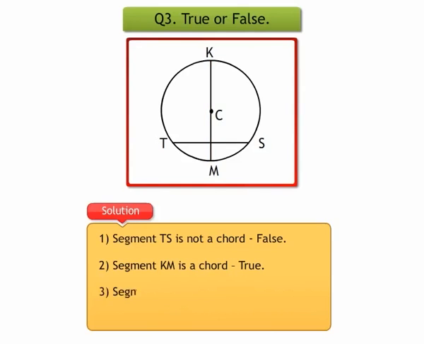3. Segment CK is a radius. True. We can clearly see it in the figure. 4. Segment KM is not a diameter. False. We have already discussed this for statement 2.